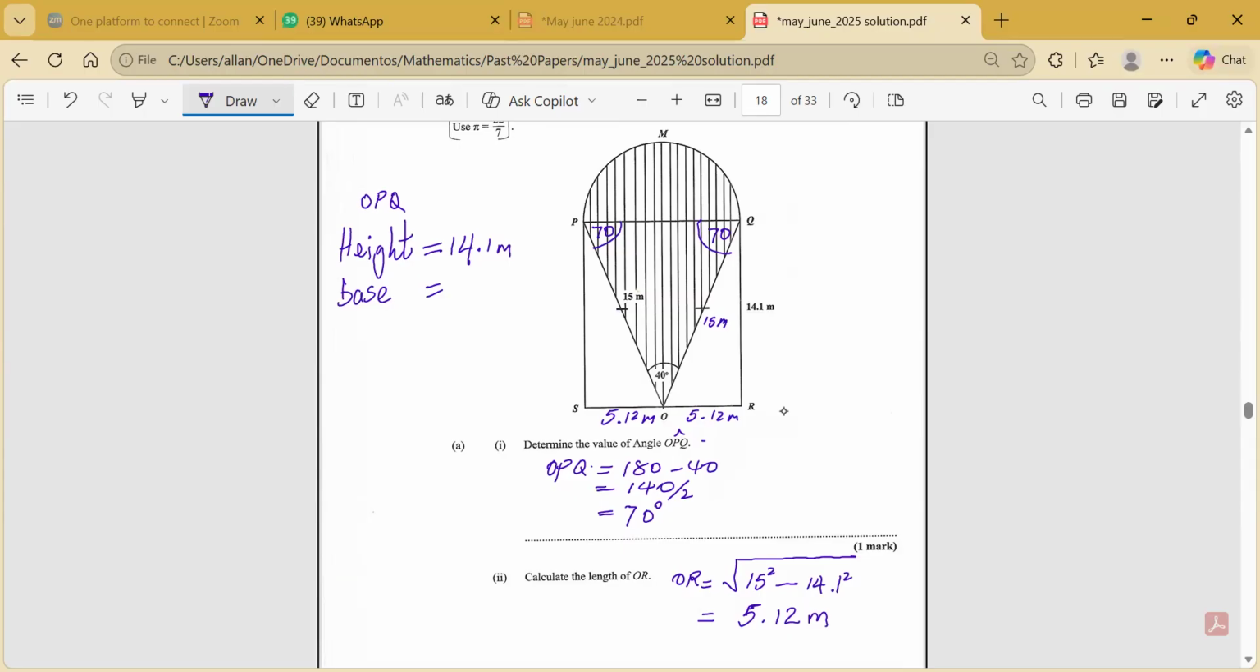5.12 plus 5.12, 10.24. You have to add 5.12 plus 5.12, and that will give you the total base. Everybody understands that? So the base will be 10.24.